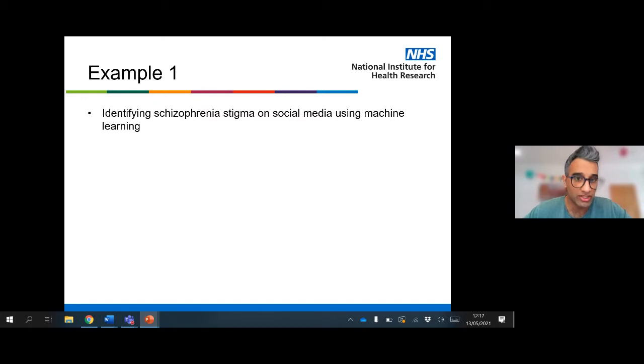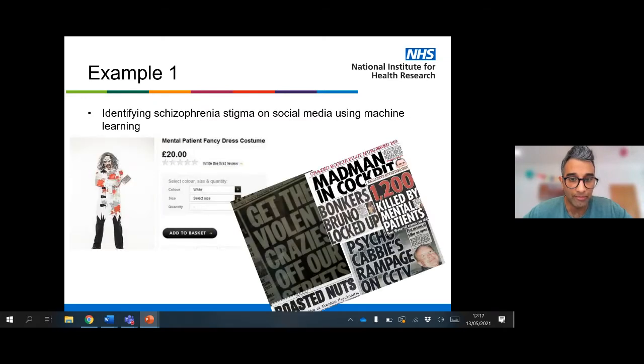I had this idea. I realized that there's lots of stigma online. Some of you might have seen this mental patient fancy dress costume on eBay or Amazon a few years ago. I think thankfully it got taken down. But this kind of stuff is certainly not uncommon online.